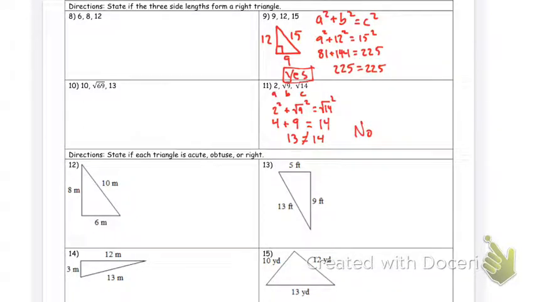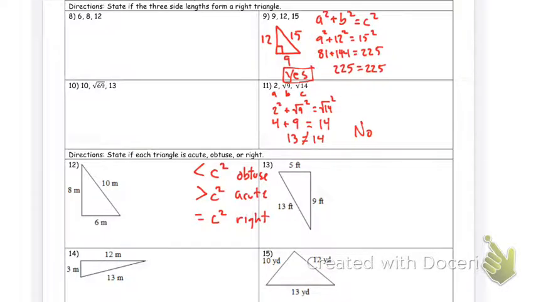All right, let's do one of these down here. Okay, so we have to decide if it's acute, obtuse, or right. So when we're checking if it's acute, obtuse, or right, our key is we have to look at the C squared. If the C squared is bigger, then we have obtuse. If the C squared is smaller, then you have acute. And if the C squared is equal, then you have a right. So it's all about the C squared.